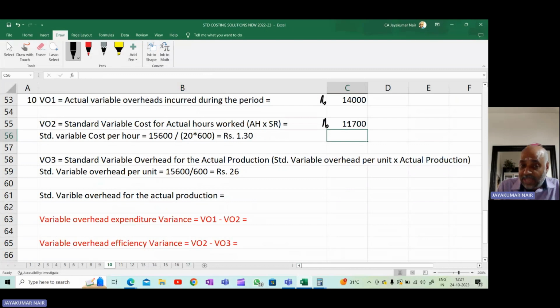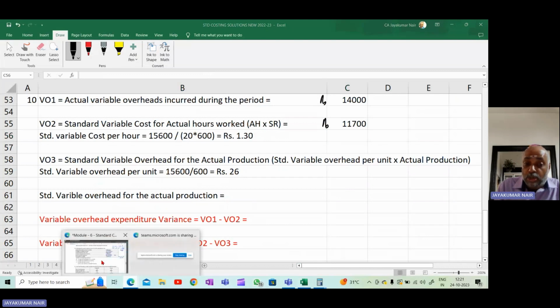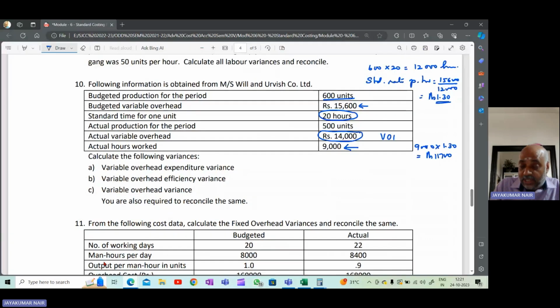Now, next one is VO3, standard variable overhead for the actual production. For actual production, what is the standard cost? To find the standard cost of actual production, you must first find the standard cost per unit. How much is the standard cost per unit? You have to find it.